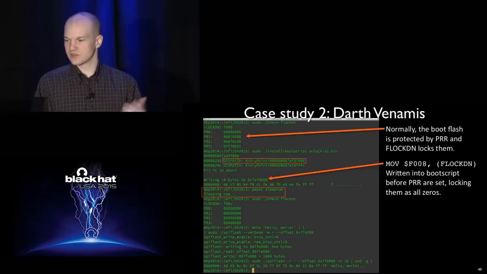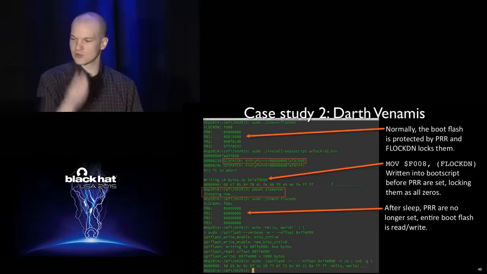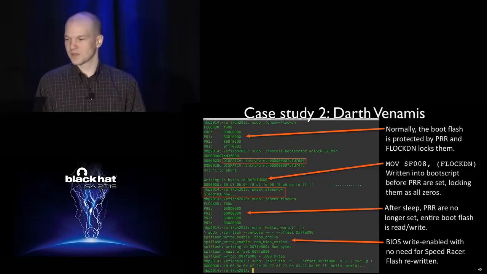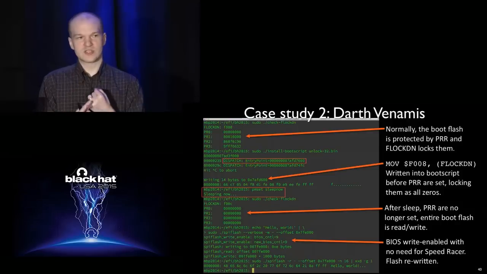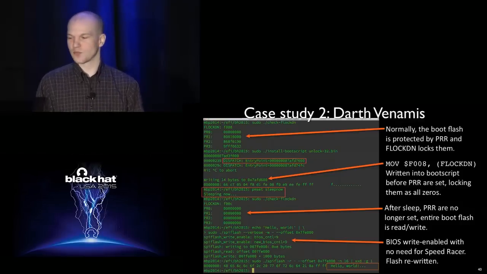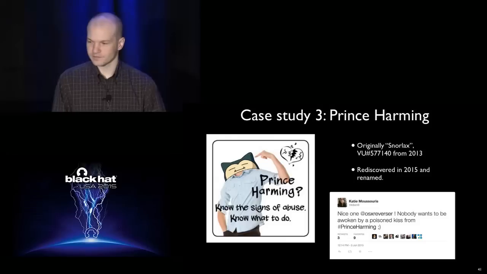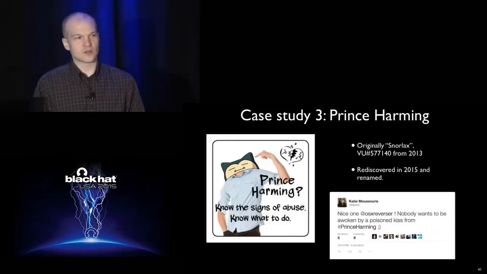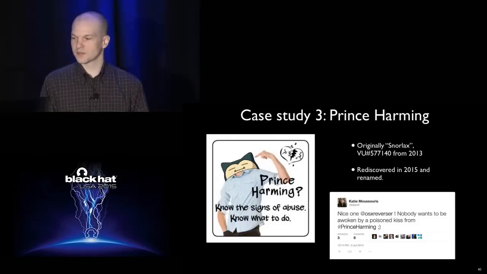So go to sleep, just use a power command, go to sleep, wake back up, and now the system is completely unprotected, and consequently, we just disabled protected range registers. Apple doesn't use BIOS lock enable, Apple doesn't use SMM BWP, so that means it's game over and anyone can write anything, anywhere into the flash. We just wrote hello world into the flash because we knew we could do that and it wouldn't break the system. So you may have heard of a related vulnerability called Prince Harming.